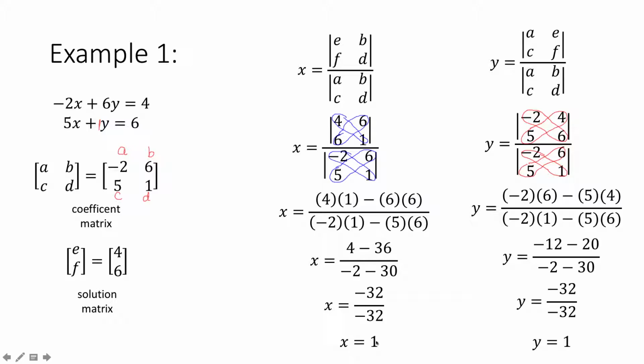All right, so x is 1, y is also 1. So my solution set would be (1, 1). And no, it's not always going to be the same number. It just so happens that in this particular case, they are the same.